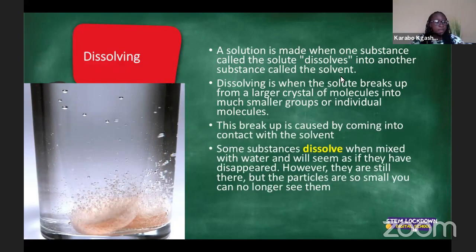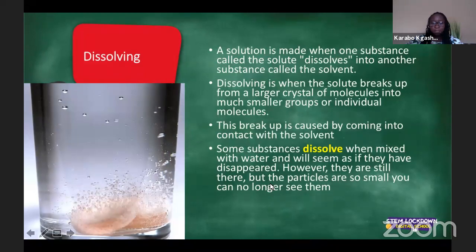Substances dissolve when mixed with water and will seem as if they have disappeared. However, they are still there, but the particles are so small that you can no longer see them. If you mix some sugar with some water, you'll see the sugar dissolving, but there will be a point where it'll seem as though the sugar has dissolved and is no longer there, but it is there. It's just so small that we cannot see the particles anymore.